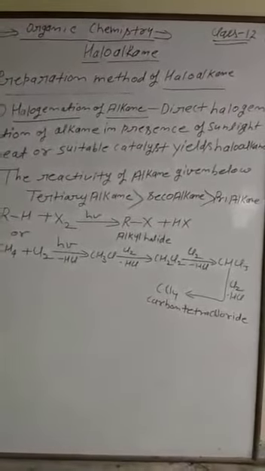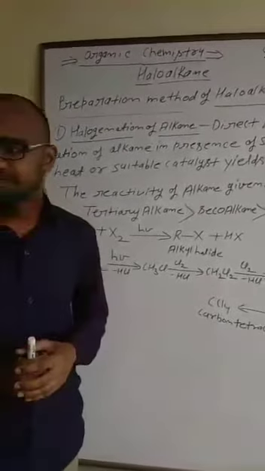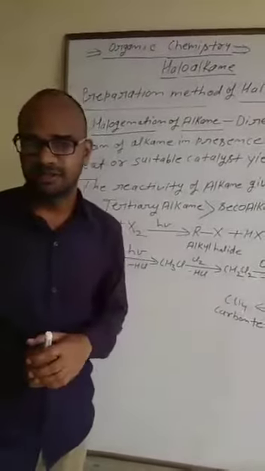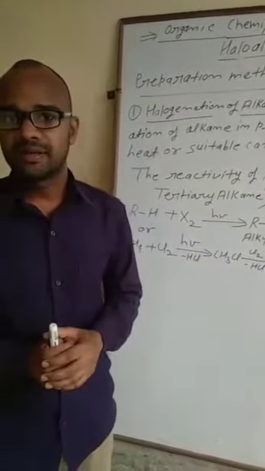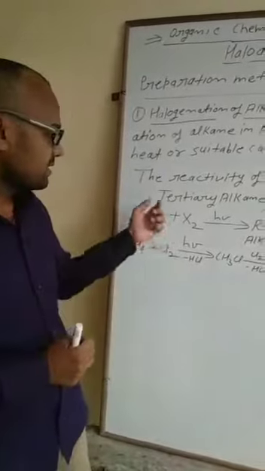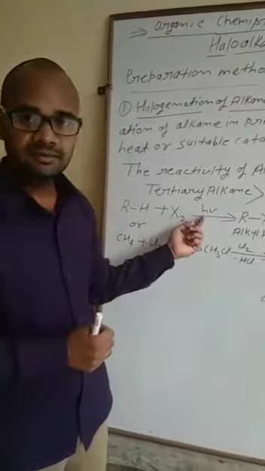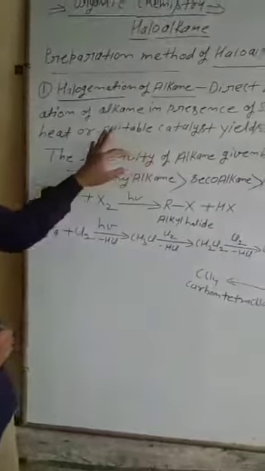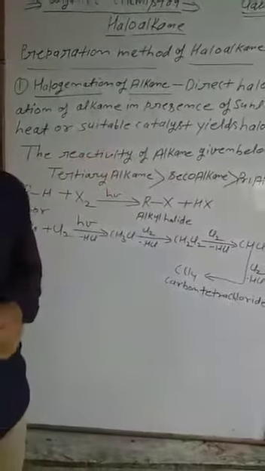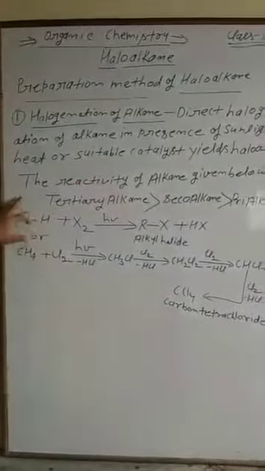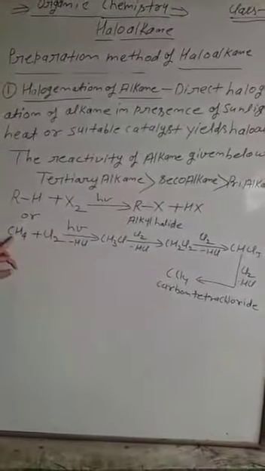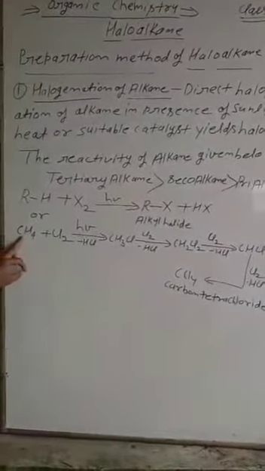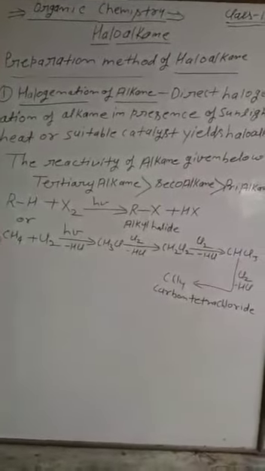Haloalkanes cannot form in a direct process. Haloalkane is only prepared in the presence of a catalyst, sunlight or heat. The first reaction is CH4. CH4 means the hydrocarbon, the first member, methane.